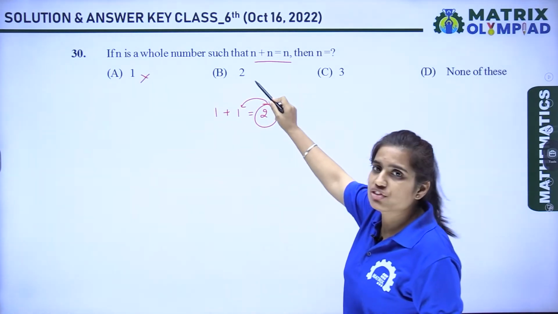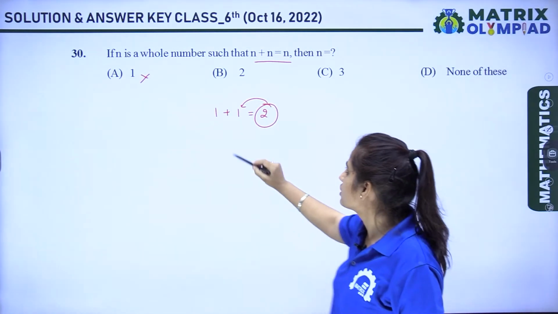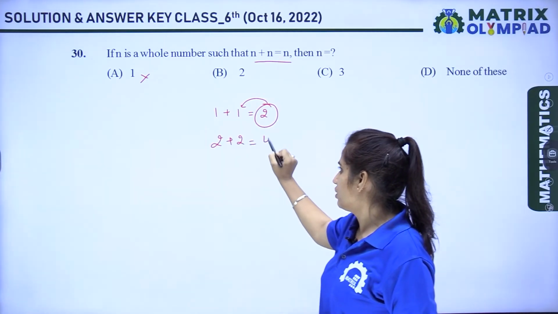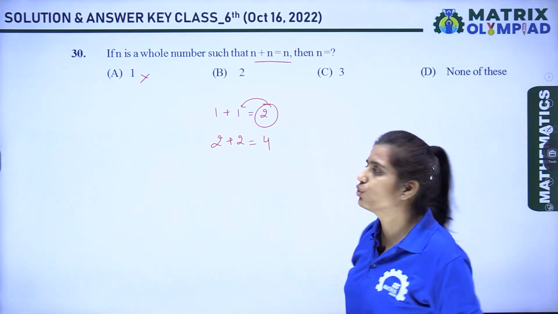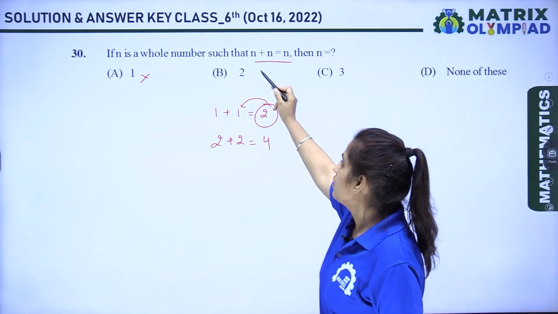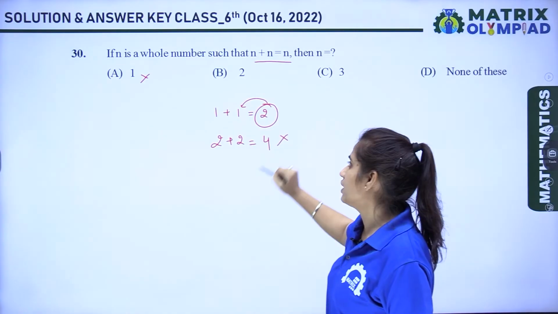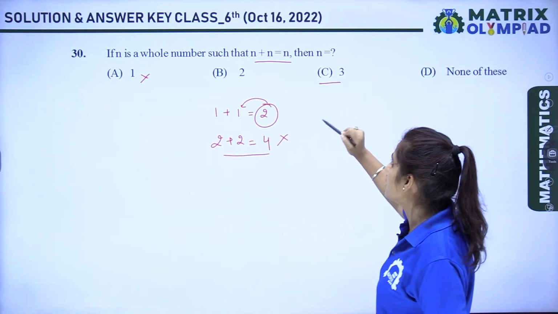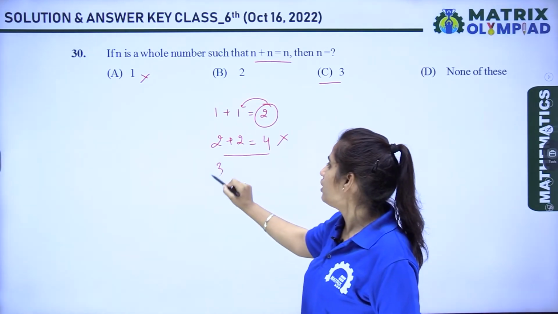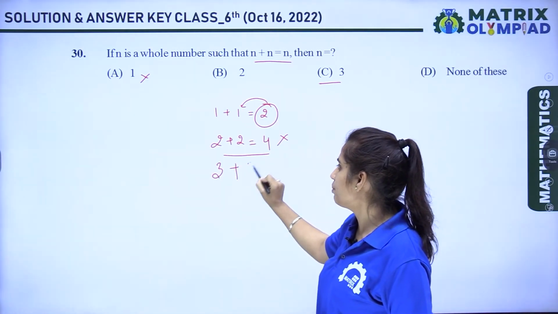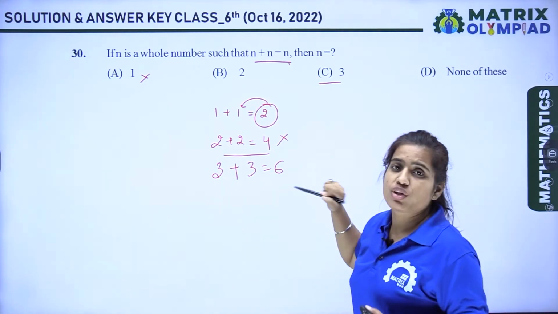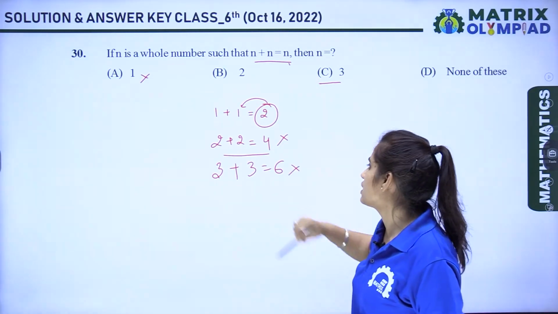In the same way, we can check option B, that is 2. The sum of 2 plus 2 is 4. So again, this equation will not satisfy option B. Now for option C, here it is 3. So again we will check 3 plus 3 is equal to 6. Again this equation will not satisfy option C.